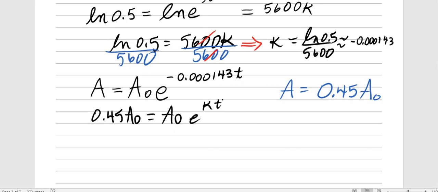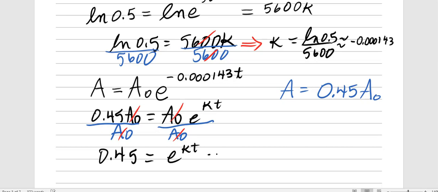And I'm going to just put KT here for a minute. I'm going to divide both sides by A sub 0. That divides right out of the problem. And I'm left with 0.45 equals e to the KT.